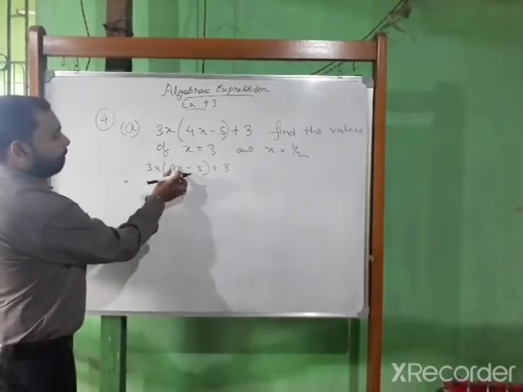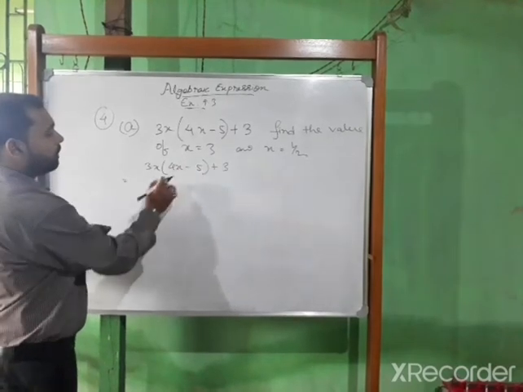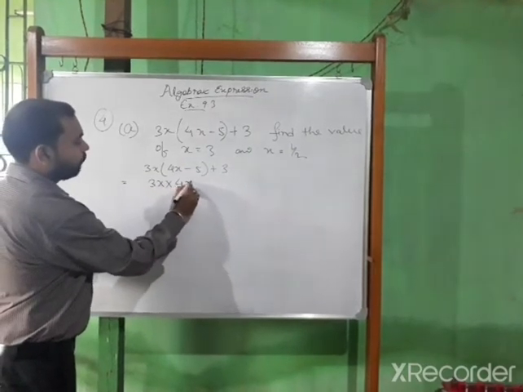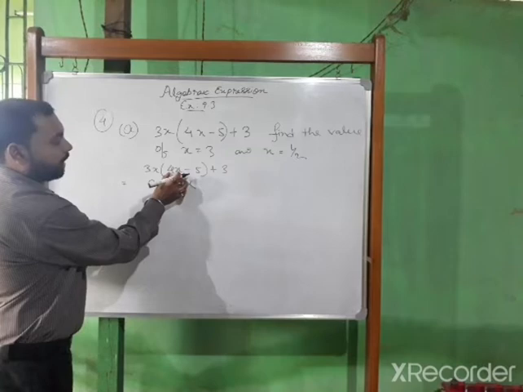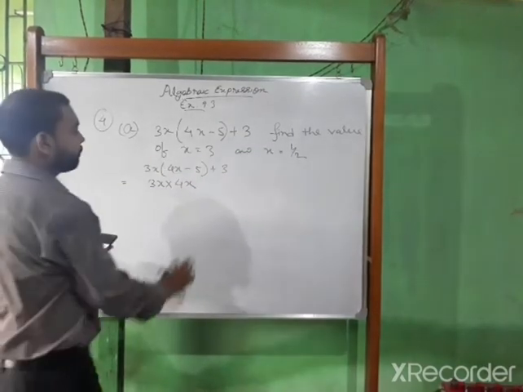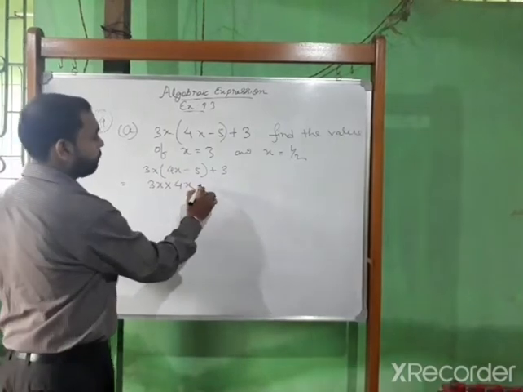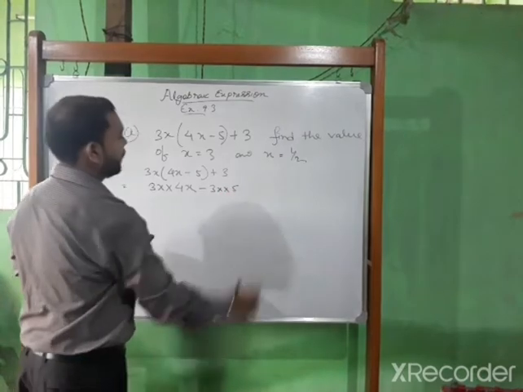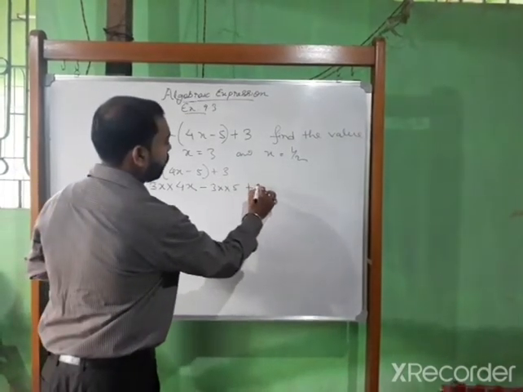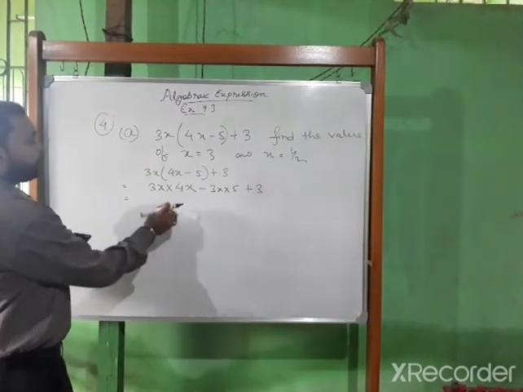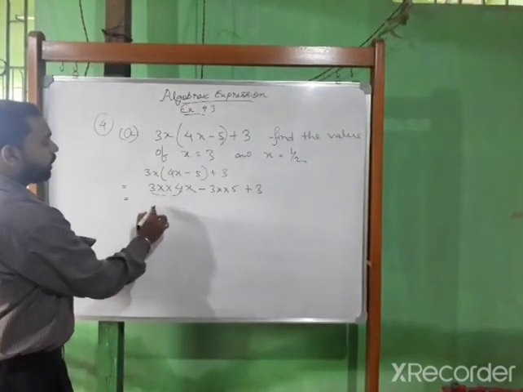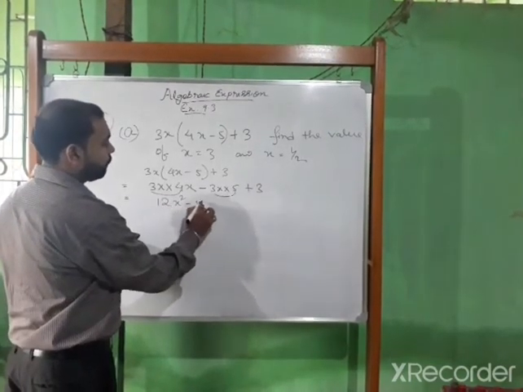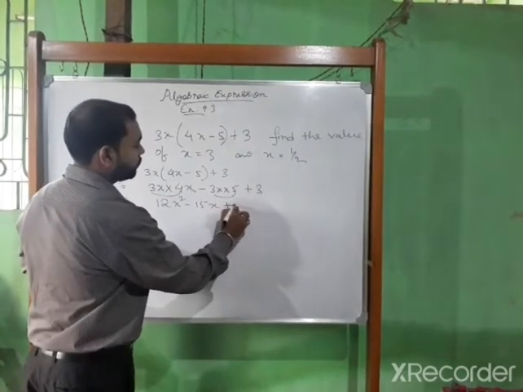So 3x multiplied with 4x, what will be the answer? Let me write in detail. 3x multiplied with 4x: this monomial will multiply with the first term of this binomial expression. Now this is plus and this is minus, so plus minus is minus. Again 3x multiplied with 5. At last plus 3, which is the constant. So now the expression will become 4 into 3 is 12, x into x is x square, 5 into 3 is 15x, plus 3.